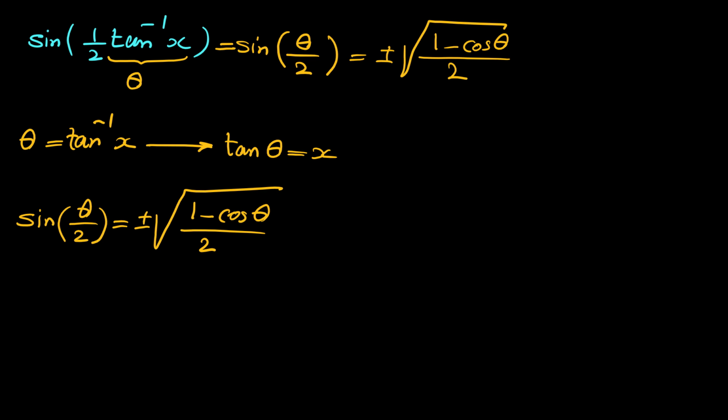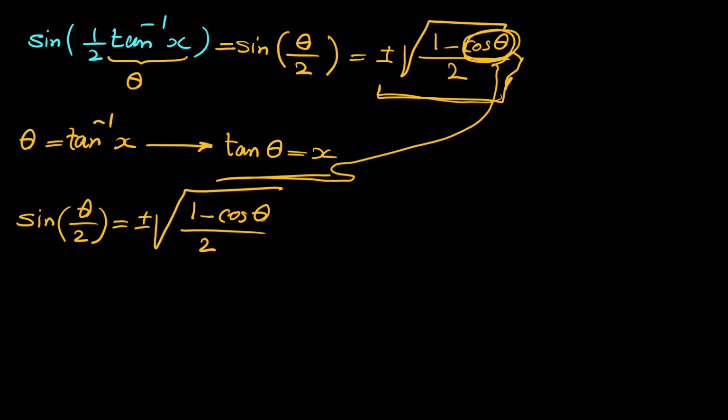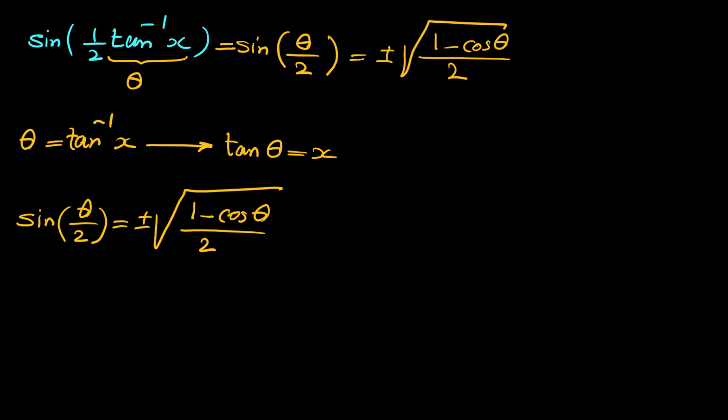Now, if we look at this expression, we can see that we have to find cosine of theta. But here we have tangent of theta equals x. We need cosine of theta, not tangent of theta. For finding cosine of theta, we use this relation and we draw a triangle corresponding to angle theta. We draw a right triangle and we suppose this angle theta.